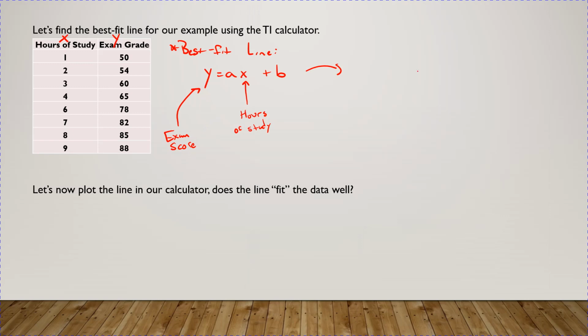So this is what you did. You went stat, you scrolled over to calc, and then it was option number 4 there, this LinReg ax plus b. And I'm going to round all values to 2 decimal places.